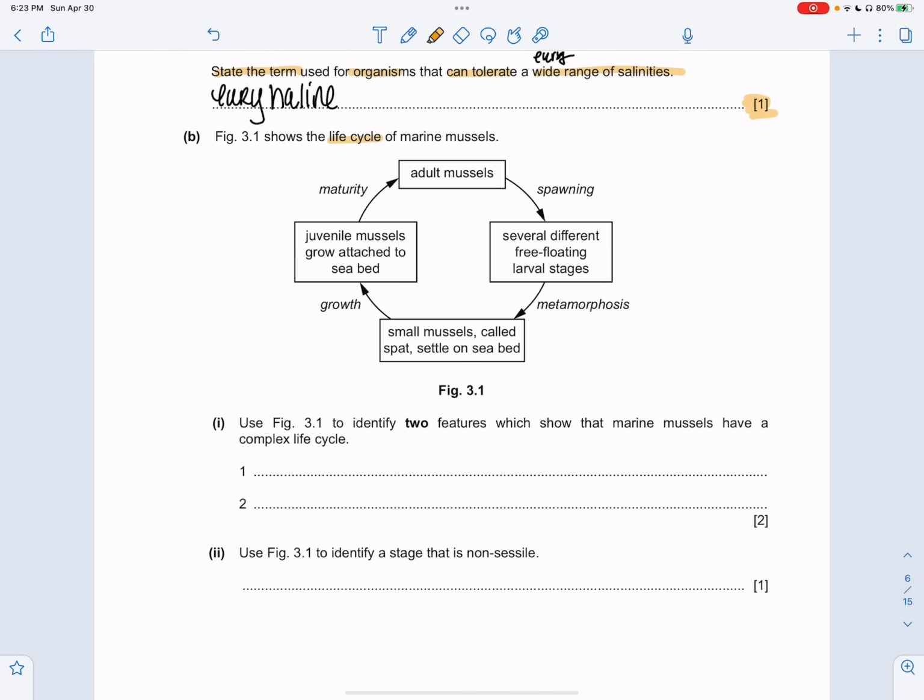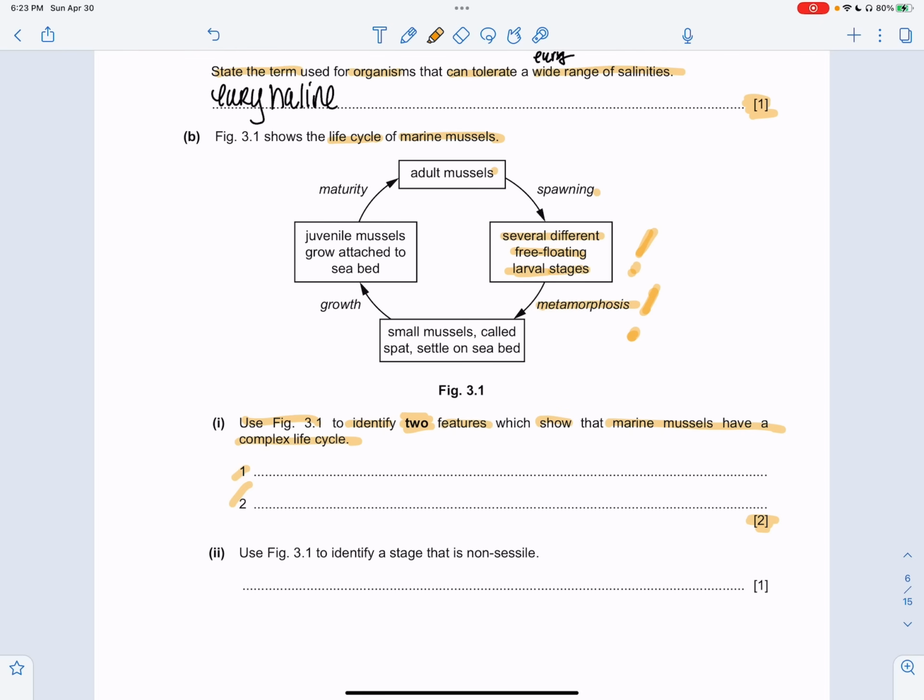All right, we're looking at the life cycle of a marine mussel. They have a complex life cycle. Use the figure to identify two features which show that the marine mussels have a complex life cycle. If we're starting at the adult mussels and they have spawning, we have several different free-floating larval stages. That's one. Metamorphosis, that's another. Metamorphosis is like the changing of their form. An infant, even though they're going to grow, always looks like it belongs to a human.